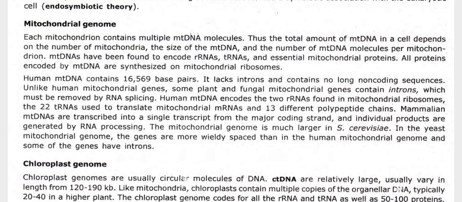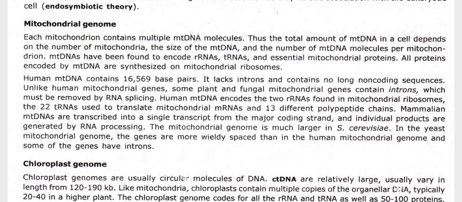Then, the mitochondrial genome. Each mitochondrion contains multiple mitochondrial DNA molecules. Thus, the total amount of mtDNA in a cell depends on the number of mitochondria, the size of the mitochondrial DNA, and the number of mitochondrial DNA molecules per mitochondrion. mtDNA has been found to encode rRNAs, tRNAs, and essential mitochondrial proteins. All proteins encoded by mtDNA are synthesized on mitochondrial ribosomes. Human mtDNA contains this many base pairs. It lacks introns and contains no long non-coding sequences.